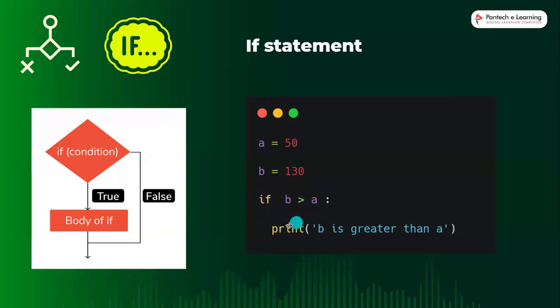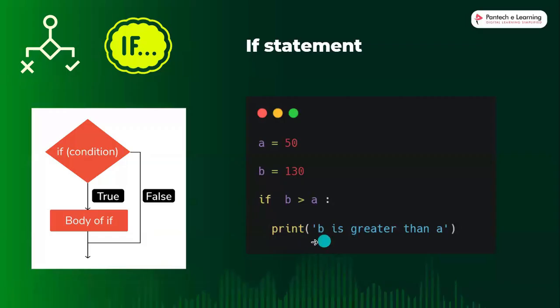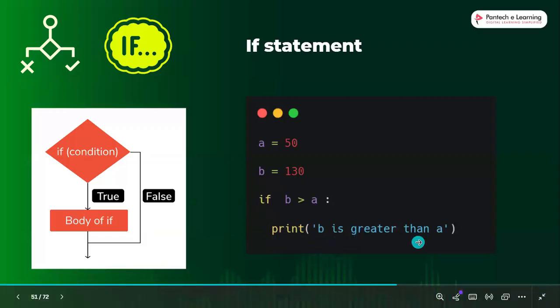So we check in this place whether the B value is greater than the A value. Based on these values, we decide whether the condition is true or false. The B value is 130 and the A value is 50. So B is higher than A, and the condition is true. Automatically, the print inside the if, which is the body of the if, will be executed. So it prints that B is greater than A.